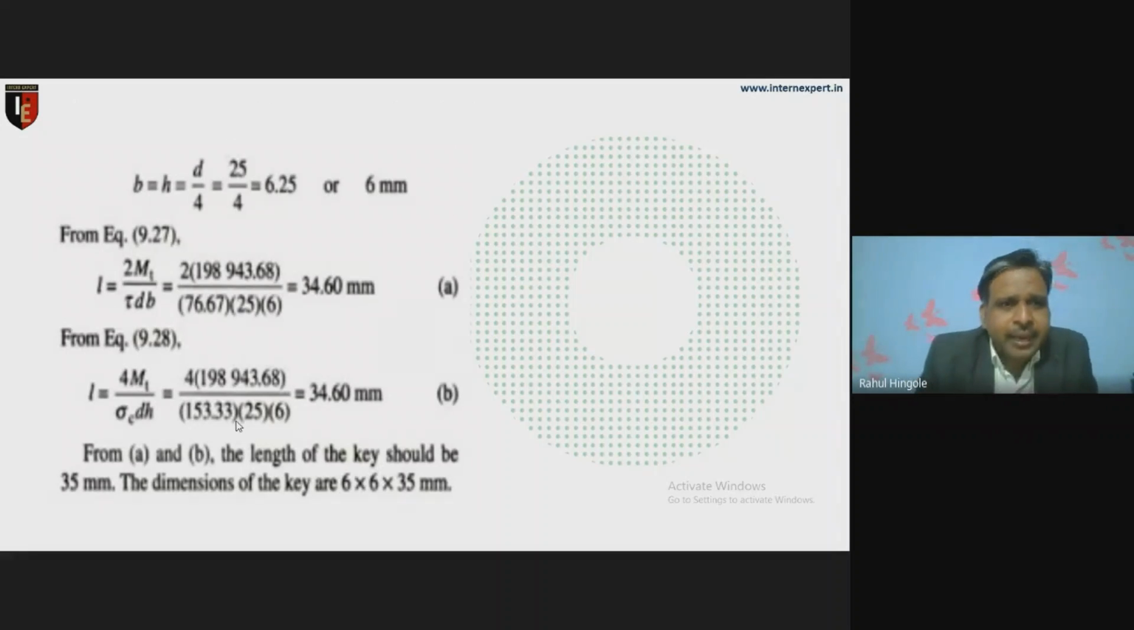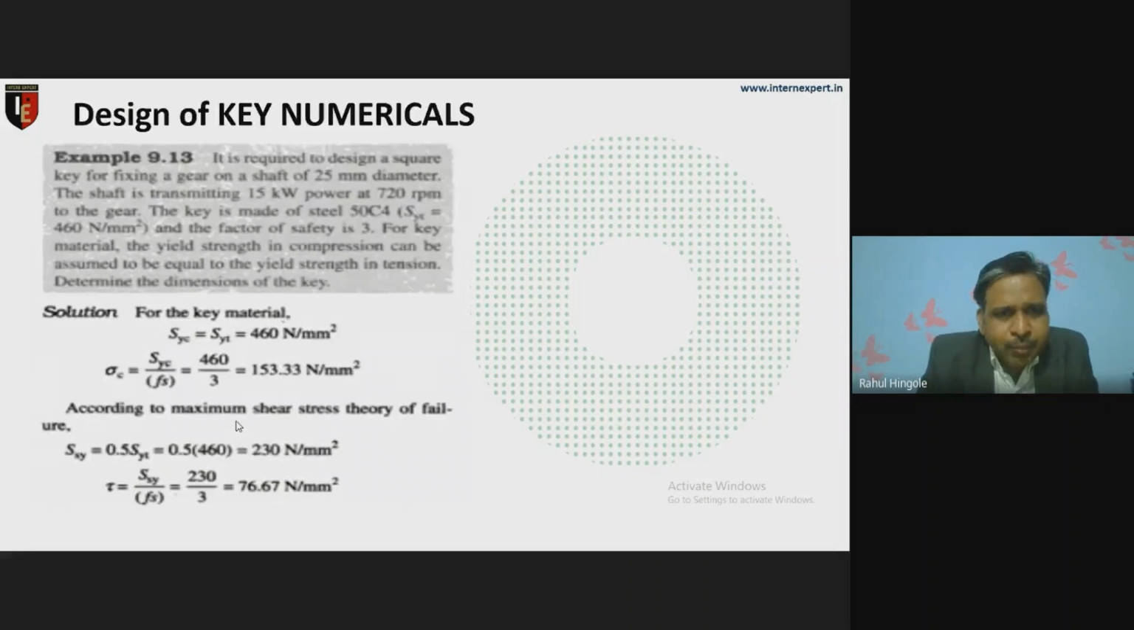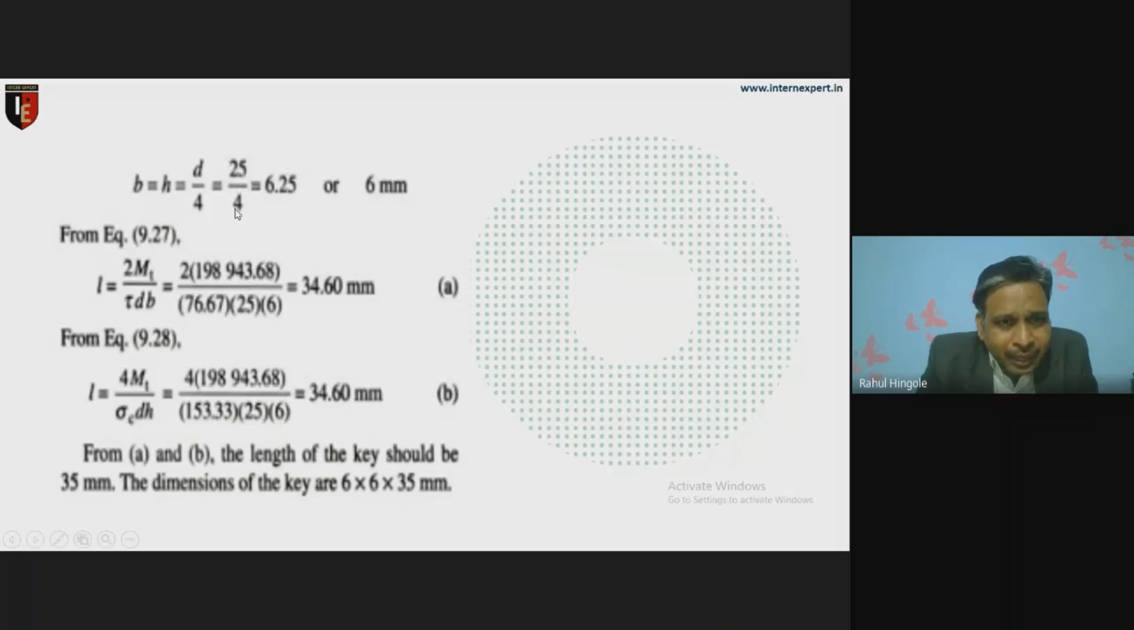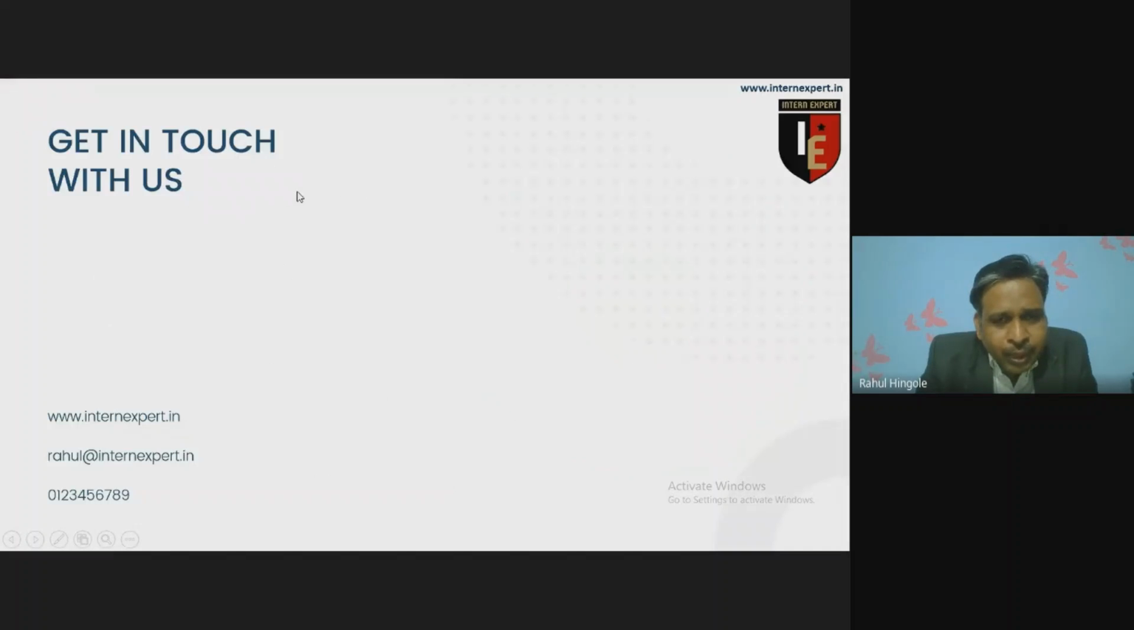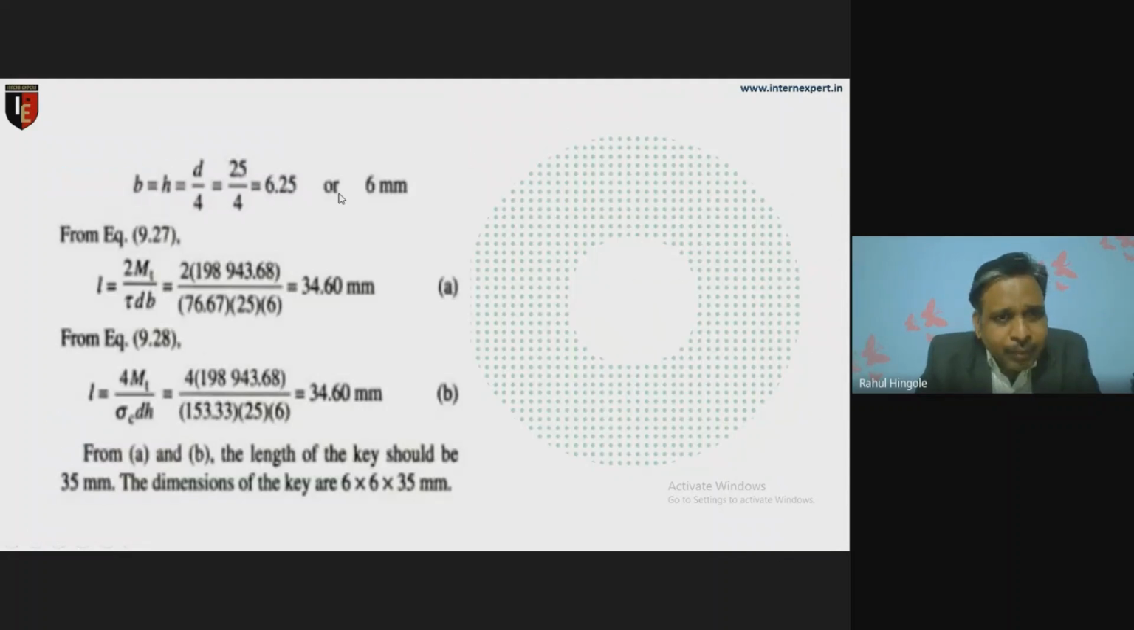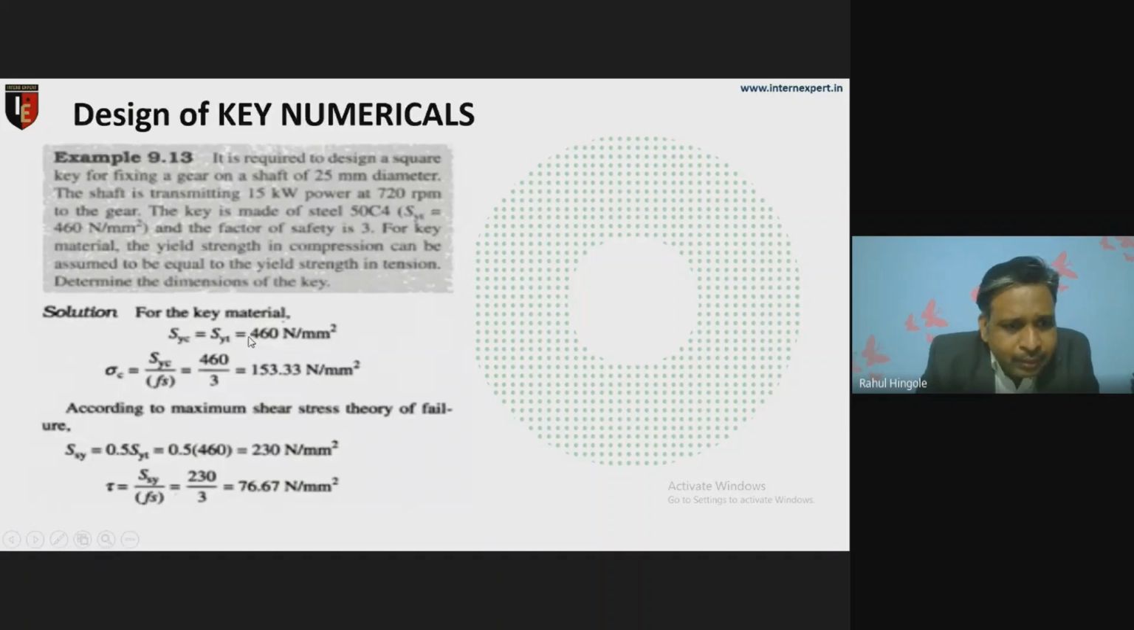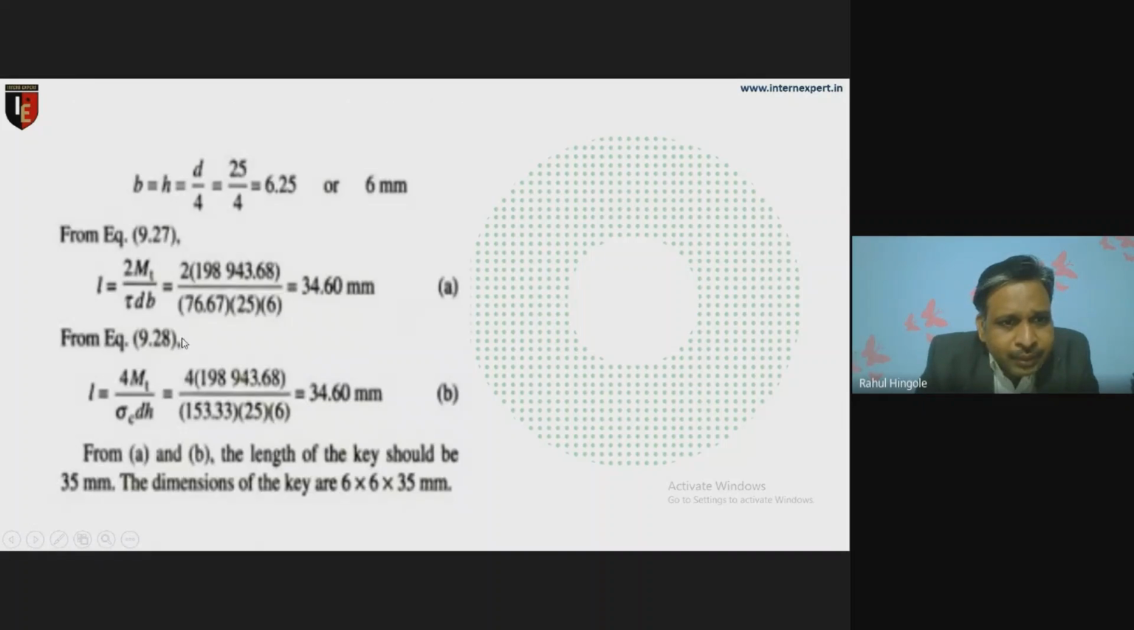Here we know from the design that b equals h equals d by 4. The diameter given here in the problem is 25 millimeter. So 25 divided by 4 is 6.25, and you can make it 6 millimeter. Here, L equals, from the torque formula, 2 MT divided by tau d b. Tau we have found here as 76.67, d is given in the problem as 25, b is 6 as calculated here, and the torque MT we have calculated earlier.